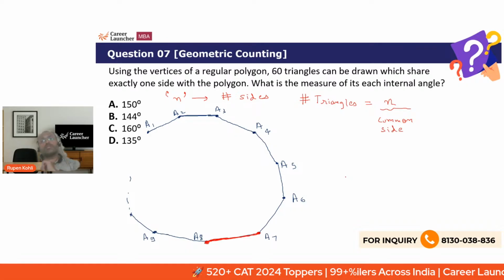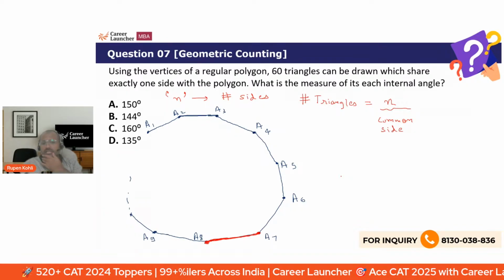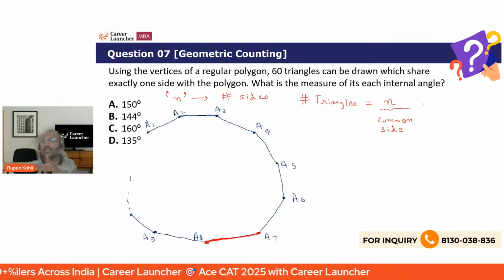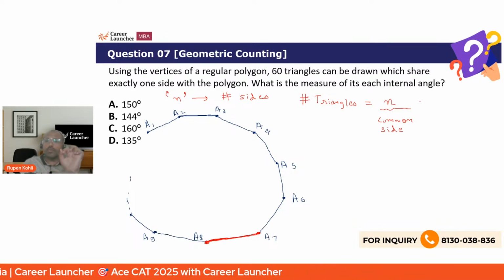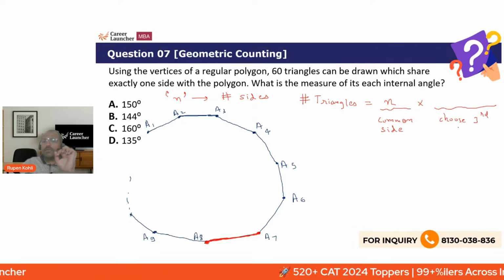So how many options do you have, in succession, to choose the third vertex? The fundamental counting principle is being applied. You will multiply the number of ways of first choosing the common side, and then the number of ways to choose the third remaining vertex of the triangle.